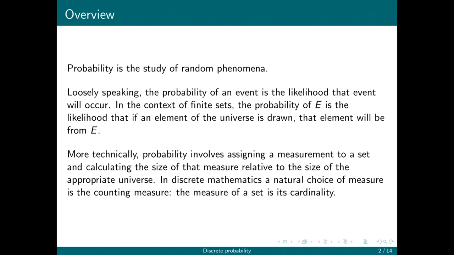random element of my universe, equally likely, then the element that I pick is going to be from the set E. More technically, probability involves assigning a measurement to a set and calculating the size of that measurement relative to the size of the entire universe. In discrete math, a natural choice of measure is the one we've spent the last several videos developing, the counting measure. In other words, we're going to say that the measure of a set is its cardinality.